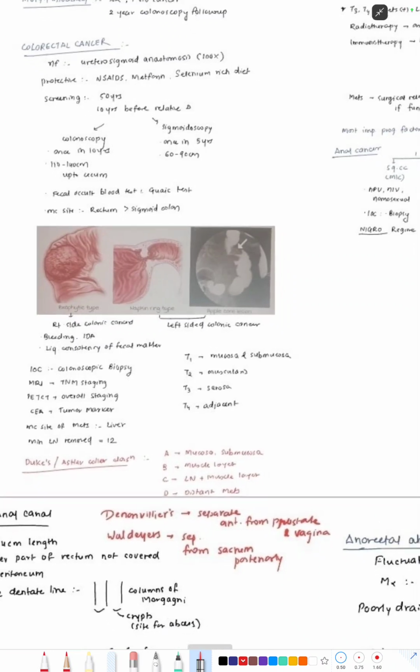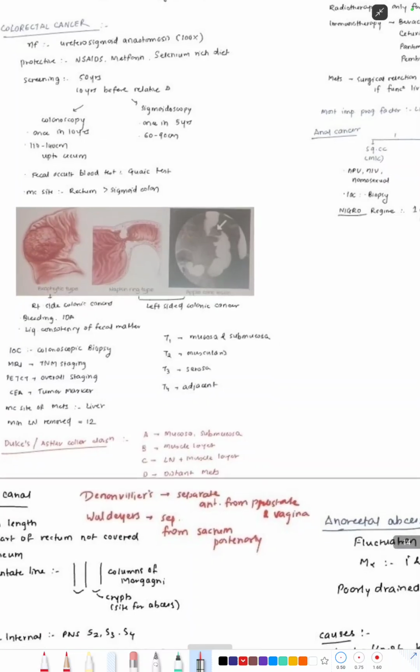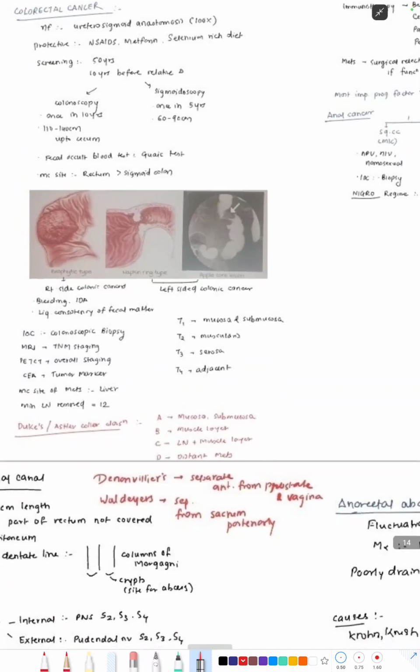MRI is needed for TNM staging. For overall staging, PET-CT. Tumor marker is carcinoembryonic antigen. Most common site of metastasis is liver. Minimum lymph nodes removed is 12. T1 is mucosa, submucosa. T2 is muscularis. T3 is serosa. T4 is adjacent structures. That is the same throughout the GIT.